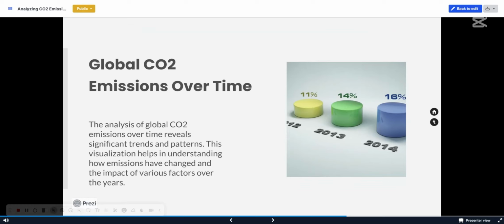Global CO2 emissions over time. The analysis of global CO2 emissions over time reveals significant trends and patterns. This visualization helps in understanding how emissions have changed and the impact of various factors over the years.